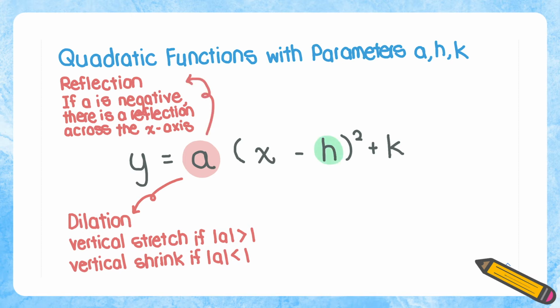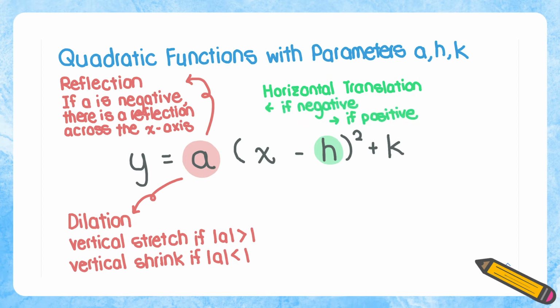Next, let's look at H. What does the parameter H tell us? H gives us the horizontal translation, so whether we'd move left or right. We translate the function to the left if H is negative, and to the right if H is positive.